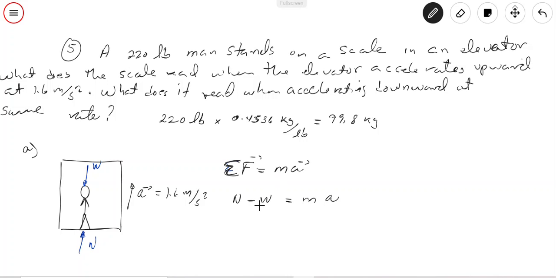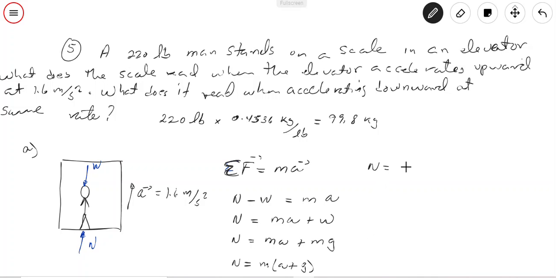So I will find the normal force. Solving for the normal force will be mass times acceleration plus W. W is mass times gravity, is the weight. So the normal force is mass times acceleration plus mass times gravity. Factoring the mass out, we have that the normal force is equal to mass times acceleration plus gravity.